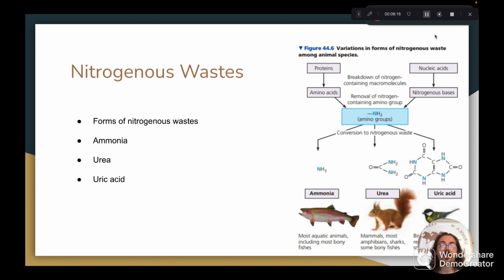Finally, we can move on and talk about uric acid. Uric acid is the nitrogenous waste product that is typically excreted by small terrestrial animals such as insects, snails, and some reptiles. It is able to be excreted with minimal water loss in the form of a paste.